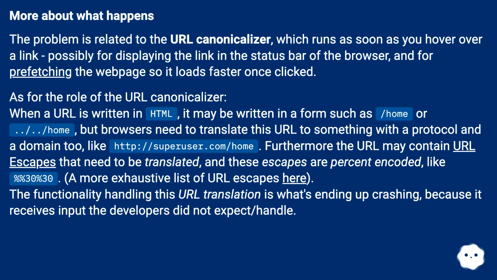As for the role of the URL canonicalizer, when a URL is written in HTML, it may be written in a form such as a home or a home, but browsers need to translate this URL to something with a protocol and a domain too, like http://superuser.com or home. Furthermore, the URL may contain URL escapes that need to be translated, and these escapes are %encoded, like %, %30, %30. A more exhaustive list of URL escapes here.